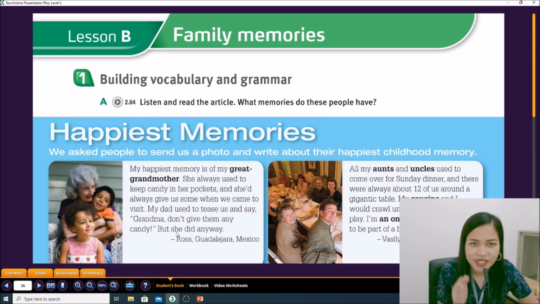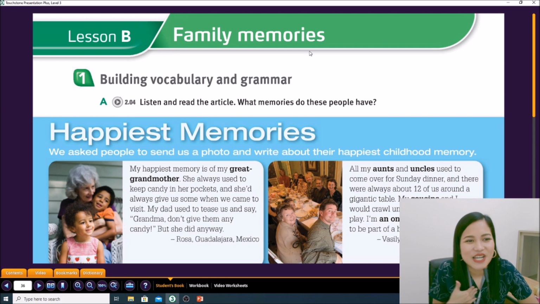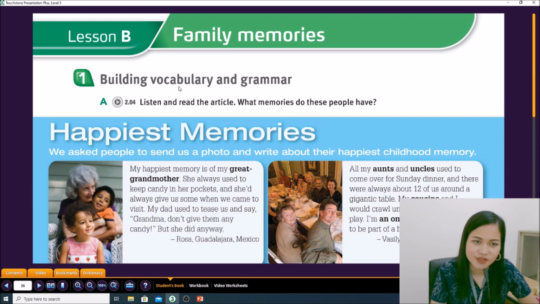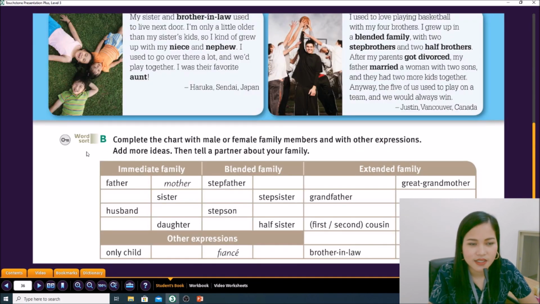Today is a very great chance for you to study with Ajahn Cherry, a Chinese lecturer, and with me, Ajahn Ui, again. We are going to focus on lesson B, family memories. Ajahn Cherry and you and me will work on building vocabulary and grammar. You have a chance to learn new vocabulary and grammar related to family. And next, we will work on exercise B. Complete the chart with male or female family members and with other expressions.